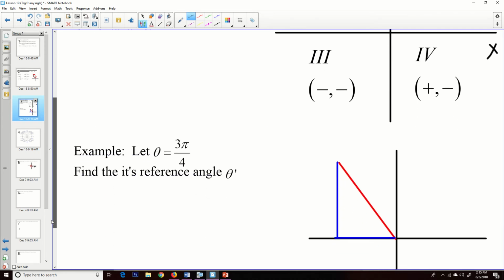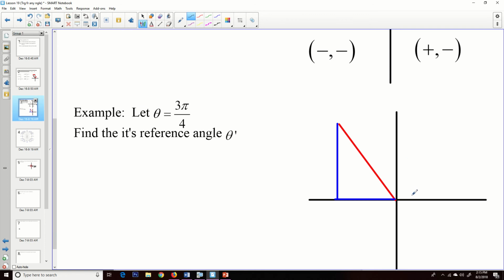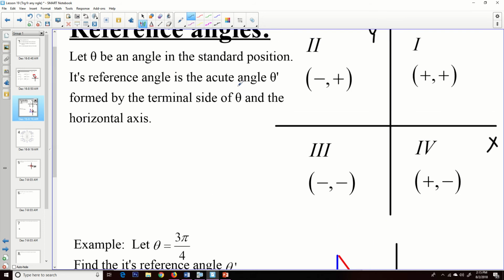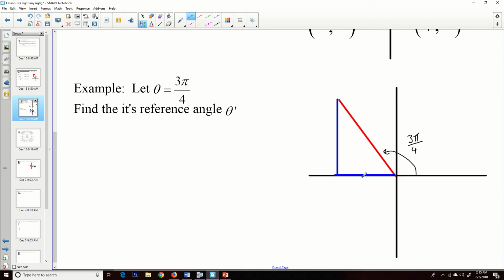Well, let's say I have a theta of 3 pi over 4. Find its reference angle theta prime. It says formed by the terminal side of theta and the horizontal x-axis. So right there is the terminal side and the horizontal x-axis, so this angle right here is going to be theta prime. Now, it just depends on where your terminal side is on how you calculate that.